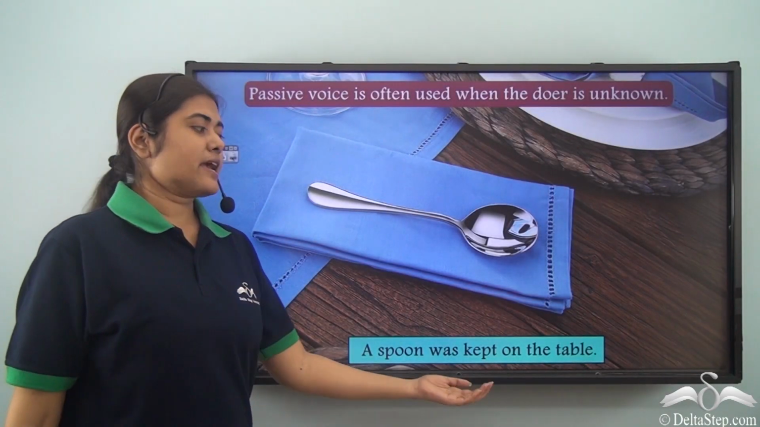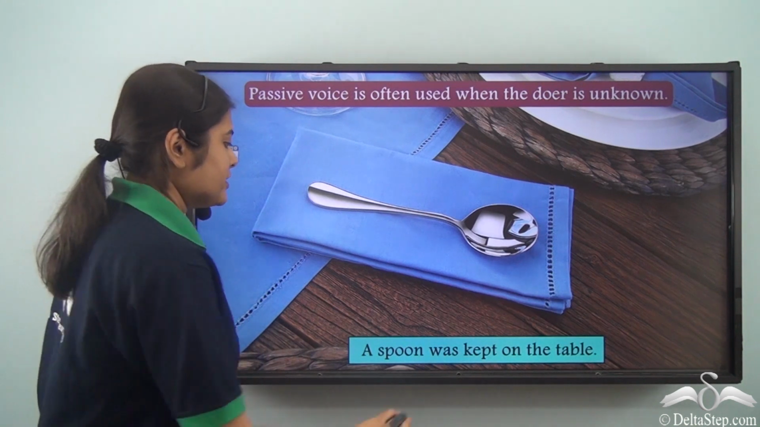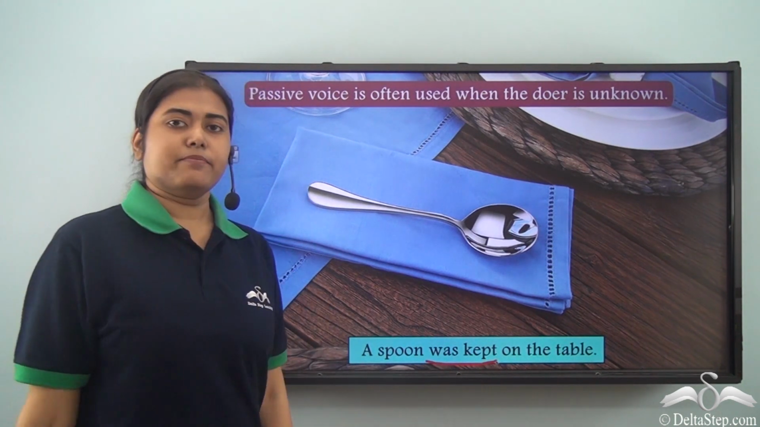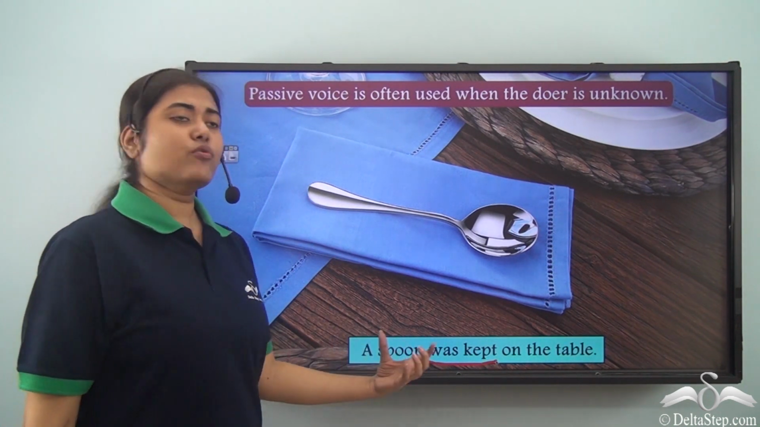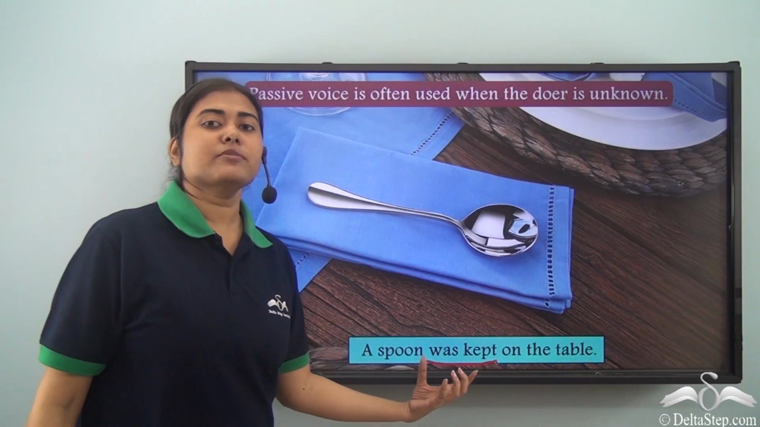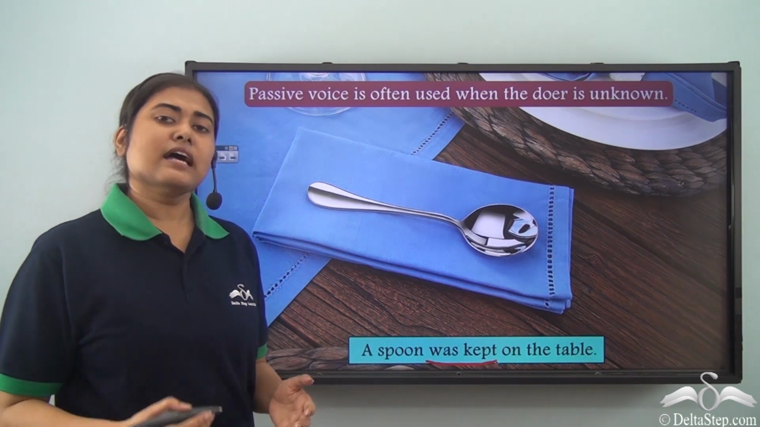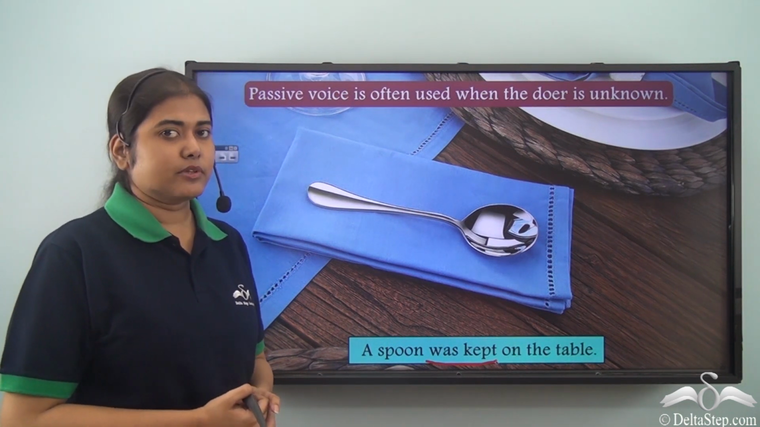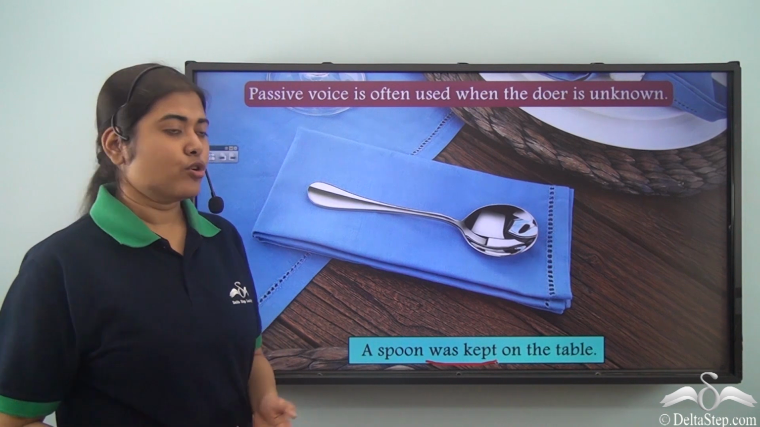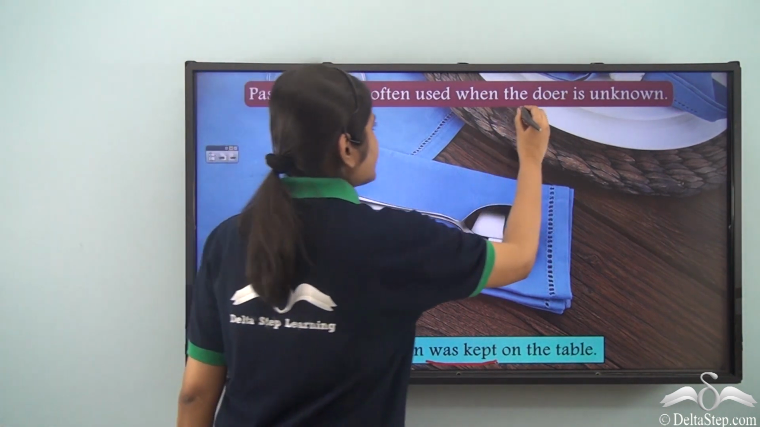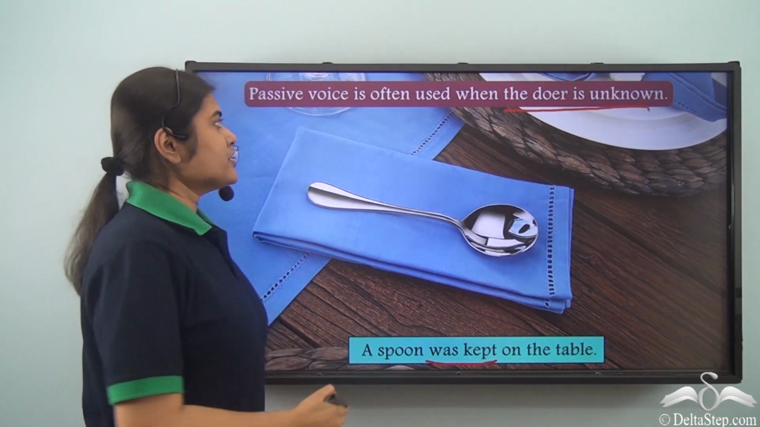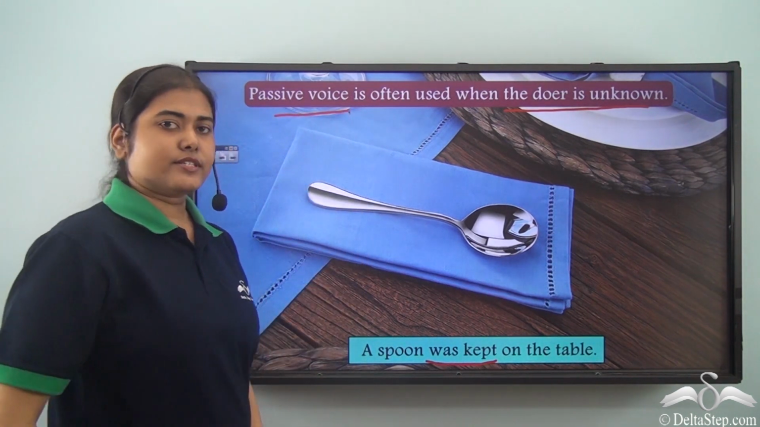A spoon was kept on the table. Now here the verb is was kept. So we know a spoon was kept. The spoon did not perform this action of keeping. So it is the receiver of the action. Someone kept the spoon on the table, but we do not know who. So in such a case where the doer is unknown, we often use the passive voice.